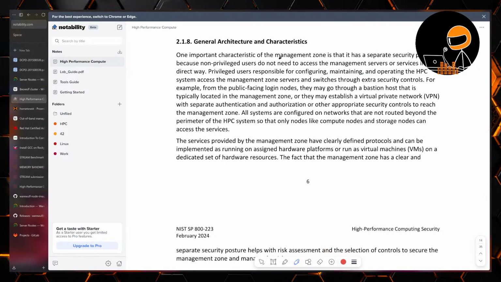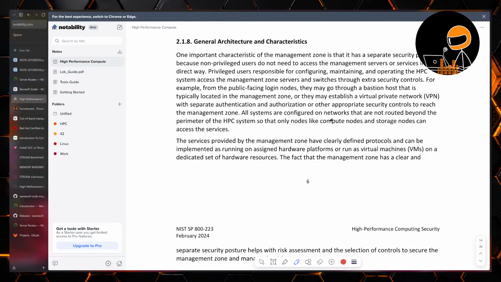One important characteristic of the management zone is that it has a separate security posture because non-privileged users do not need to access the management servers or services in a direct way. Privileged users responsible for configuring, maintaining, and operating the HPC system access the management zone servers and switches through extra security controls. For example, from the public-facing login nodes, they may go through a bastion host that is typically located in the management zone, or they may establish a virtual private network with separate authentication and authorization or other appropriate security controls to reach the management zone.